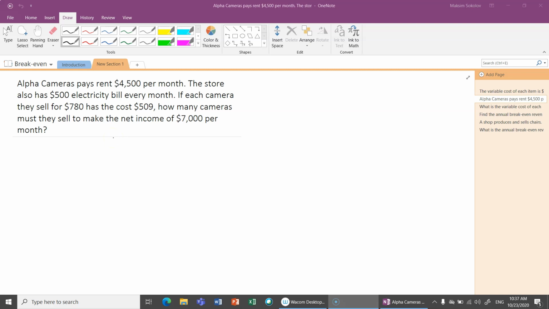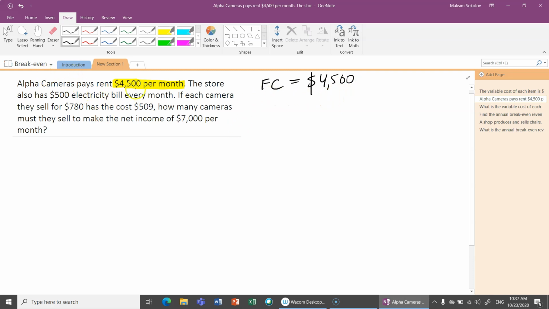Well, again, let's analyze this example carefully. So we have fixed cost, which is $4,500 because that's rent. No matter how many cameras they sell, they will still have to pay this rent. So fixed cost in this case is 4,500.